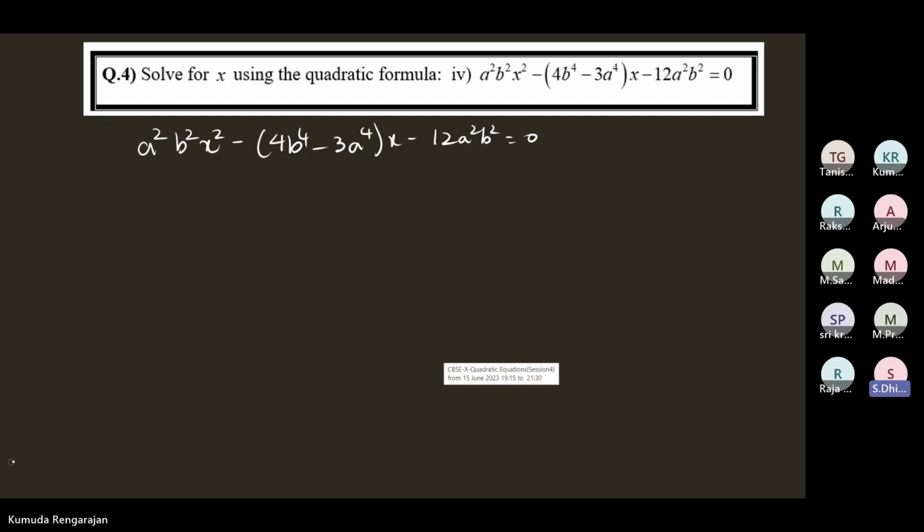Ma'am, first we have to open the bracket. Yeah, tell me, I'll write whatever you say. Then a square, b square, x square, a square, b square, x square minus 4b power 4 x, plus 3a power 4 x, minus 12a square b square. Okay, next.